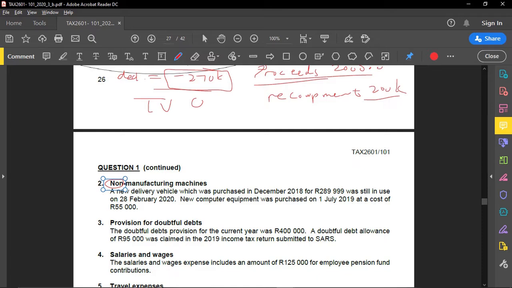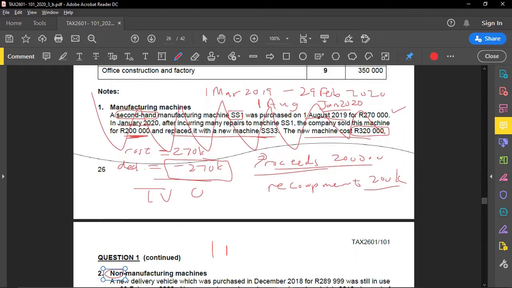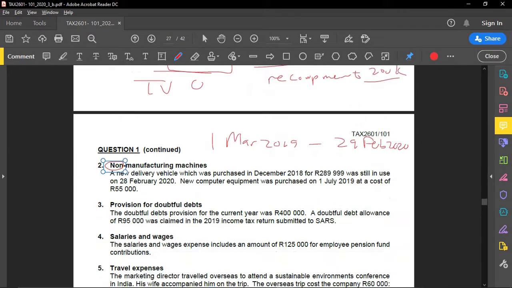A new delivery vehicle, which was purchased in December 2018. So again, let's draw the tax year. 1 March 2019 to 29 Feb 2020. When was this machine bought? December 2018. So that's the prior year. Diagrams are important because of the tax year, the year of assessment.